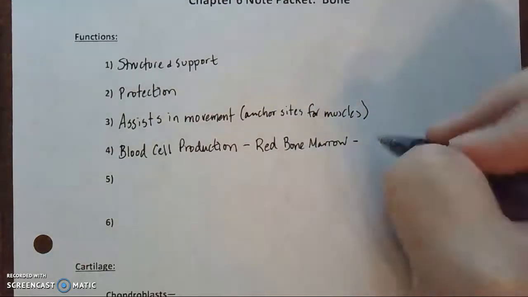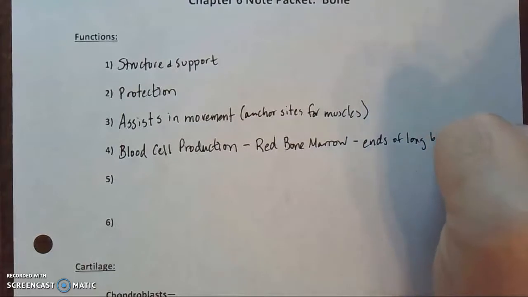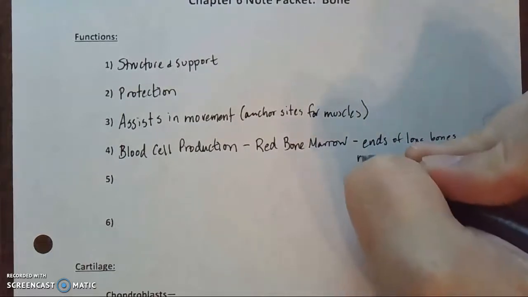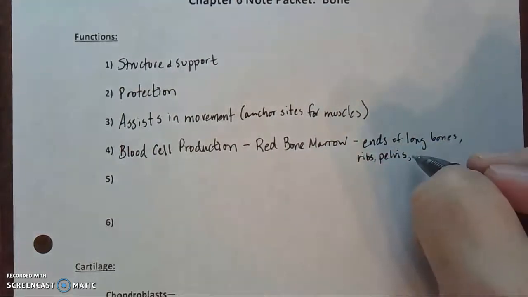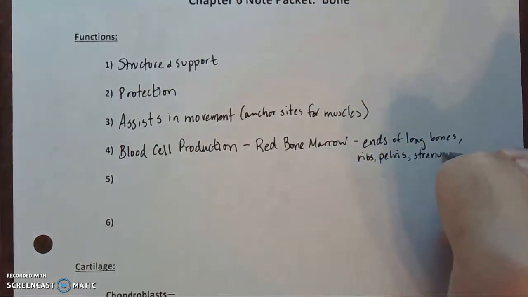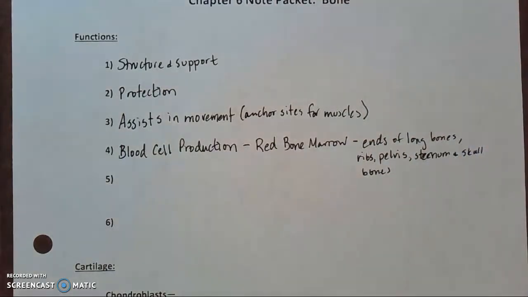And this red bone marrow is found in the ends of long bones in our body, in the ribs, the bones that make up the pelvis, the sternum, and the skull bones. So these areas help make all of our different blood cells. And they are rich in blood on the ends of these long bones, inside of the bones.